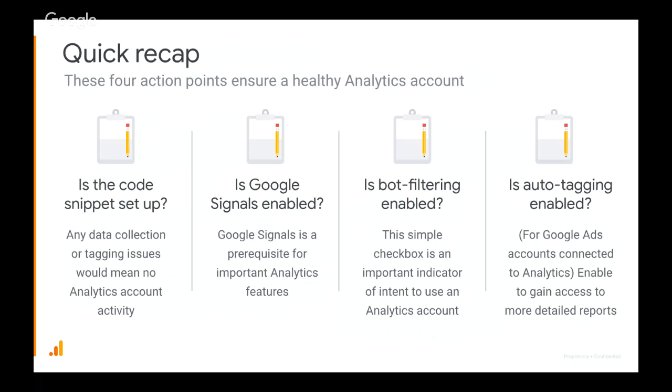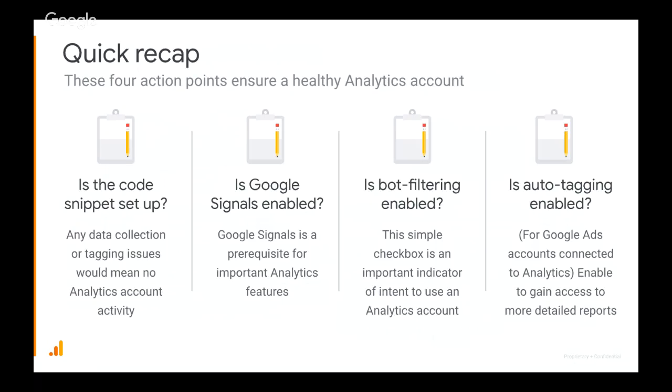Number one, make sure that the account snippet is set up across the website or app. This ensures that data is sent to analytics as well as shows that an account is active as users visit the digital properties configured. Number two, enable Google Signals. It enriches your data with Google Audience data and allows you to publish remarketing audiences to integrated products.